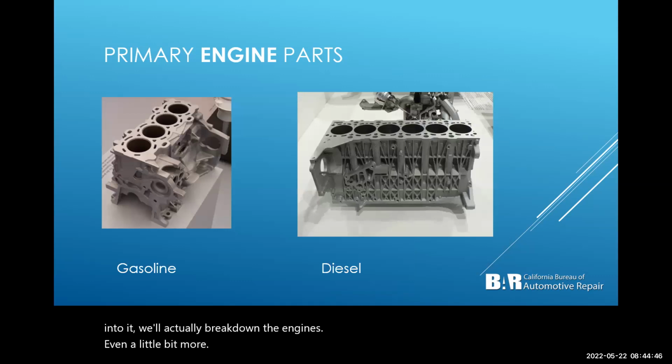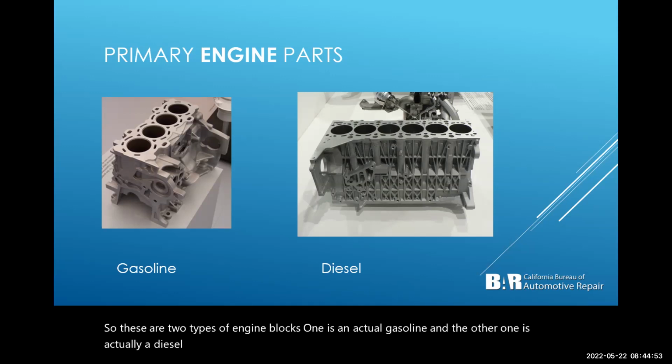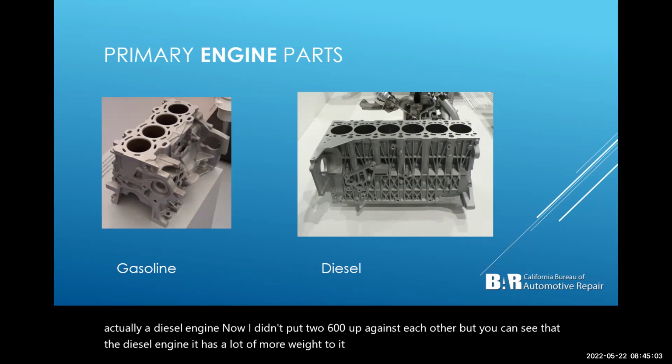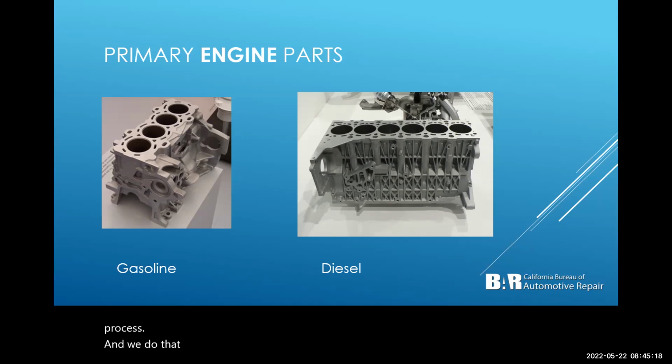So these are two types of engine blocks. One is an actual gasoline, and the other one is actually a diesel engine. Now, I didn't put two 6-cylinders up against each other, but you can see that the diesel engine has a lot more weight to it. It's a little heavier constructed because of the way that diesel fuel ignites. We want to have more ability to control that combustion process, and we do that by strengthening up the diesel engines quite a bit more.